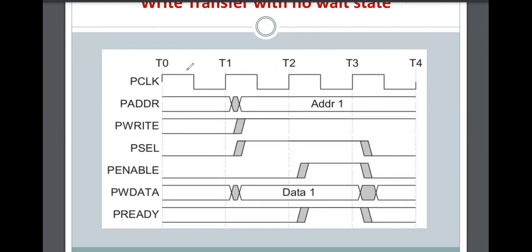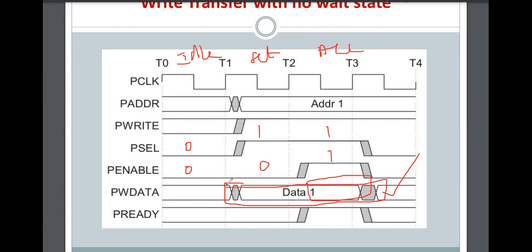So how can we write the data in the write transfer? If you see, this is the clock. Initially, this is the idle state. This is the setup state. And this is the access state. So in idle state, P select is zero, P enable is zero. Then in setup state, P select is high, P enable is zero. In access state, both are high. When both are high, write data. We are writing the data from here only.